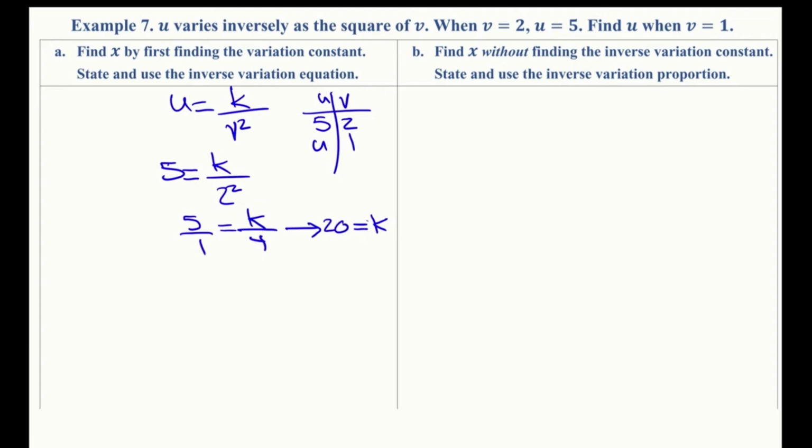So we get u equals, instead of k now we can put 20 because we know the value of k, over v squared. So now we want to know u when v is 1. So we have u equals 20 over 1 squared. So we get u equals 20. Of course, that's when v equals 1.